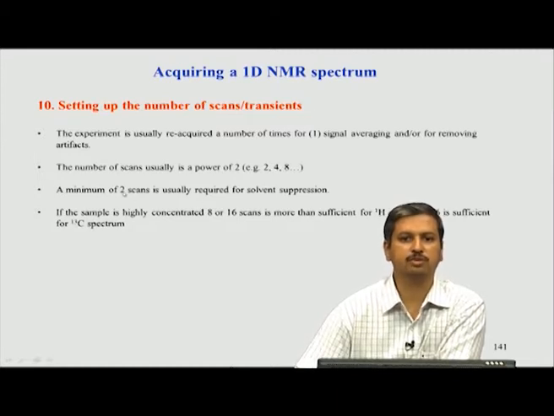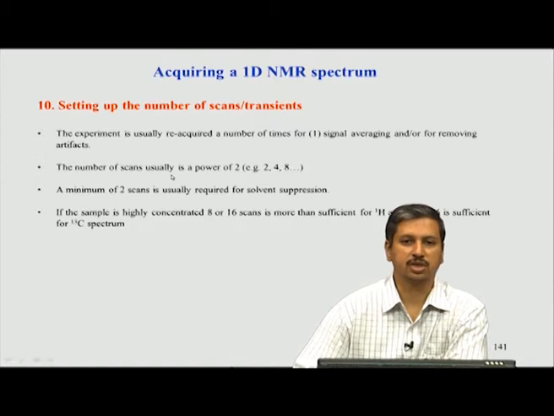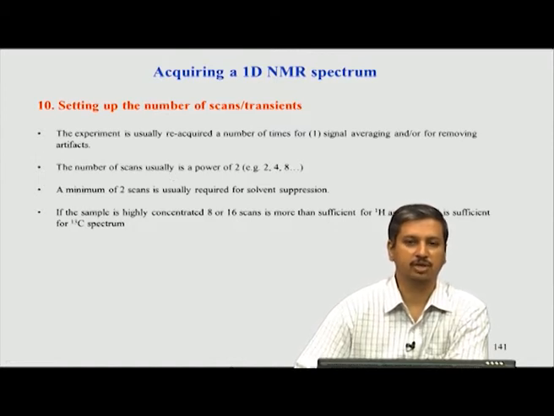The number of scans is basically how many times you want to average. If you remember, in one of the classes we mentioned that in 1D NMR you record the signal many number of times, you do not record it only once. Each time the signal is added, and then what you get is a final addition.